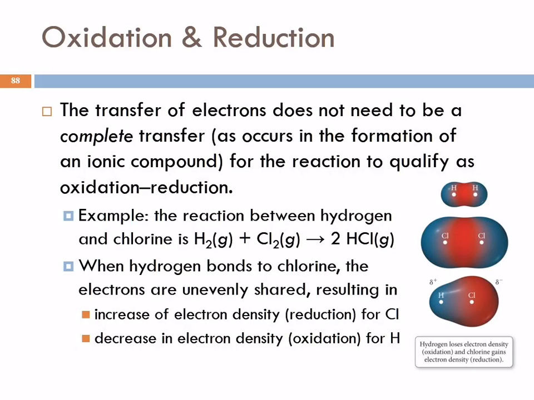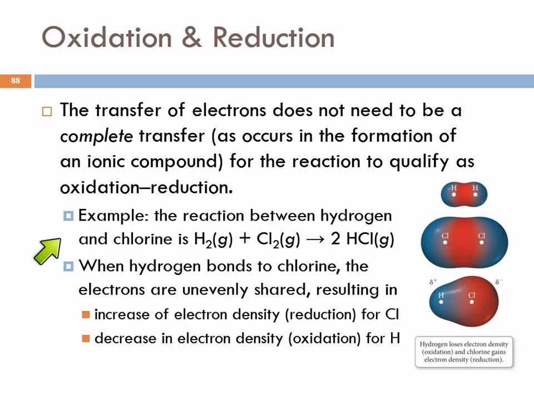So when sodium and chlorine react and form ions, there's a complete transfer of electrons. And that's easier to understand. It doesn't have to be a complete transfer. We can just have a partial transfer.